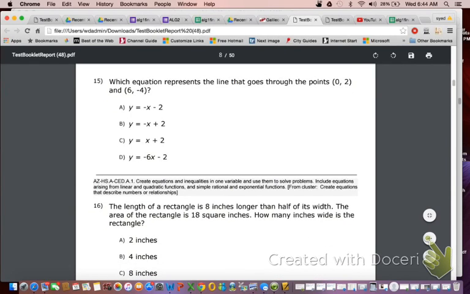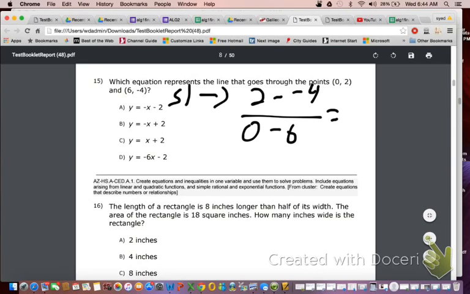Again, very similar. So look at the process. This is a good repetition here. Slope is 2 minus negative 4 over 0 minus 6. So it's 6 over negative 6, negative 1. So y equals negative 1x plus b.